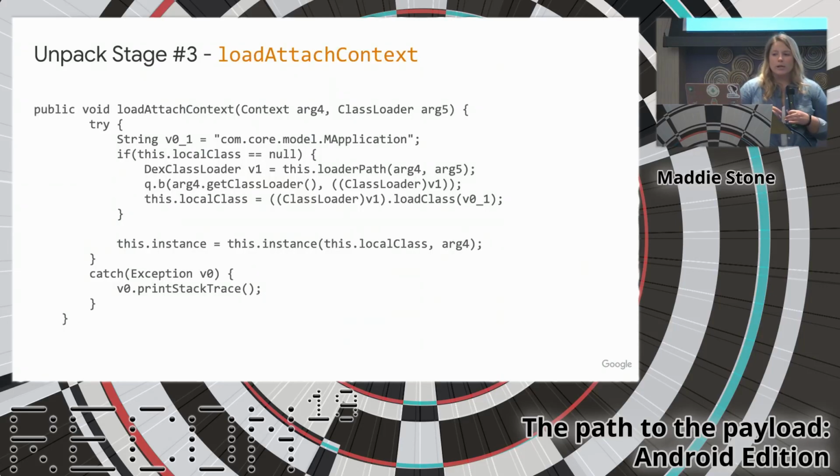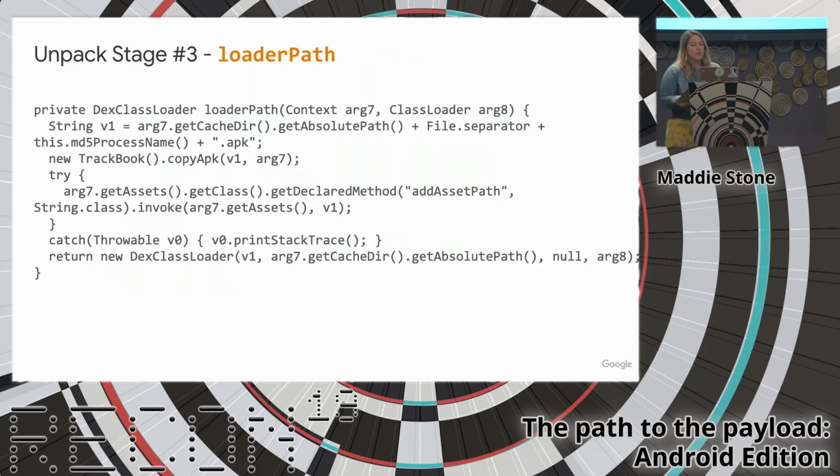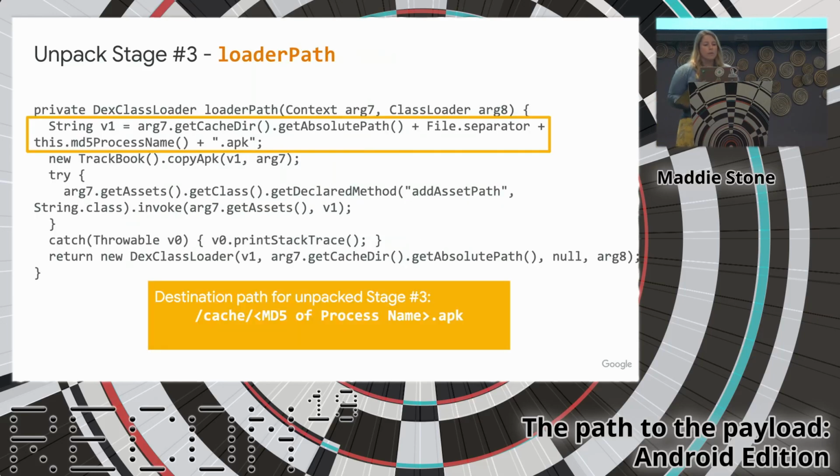So once we're here, we come now into step 3. We've checked in step 2 that our class loader came from the initial application, and now we're in load attached context. So what we see here first is a class name that does not exist in this stage 2 package, and what they're doing is unpacking stage 3. So we know that stage 3 that we're about to unpack probably has a class in it named this im application. So when we dig further into loaderPath, what we find is that they are first constructing the destination path for the Unpack Stage 3.